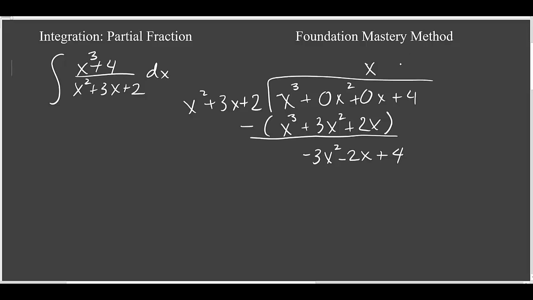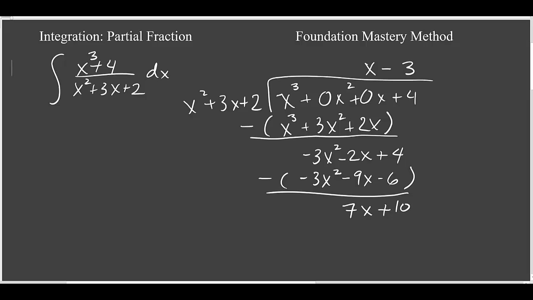Now x squared goes into minus 3x squared minus 3 times, so we have minus 3 here. This gives us minus 3x squared minus 9x minus 6. And then if we subtract, the 3x squareds will cancel, and we'll be left with 7x plus 10.